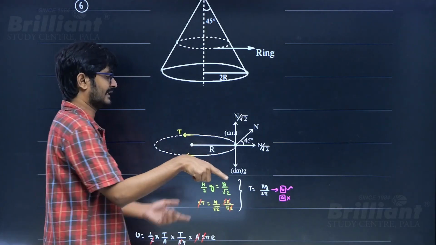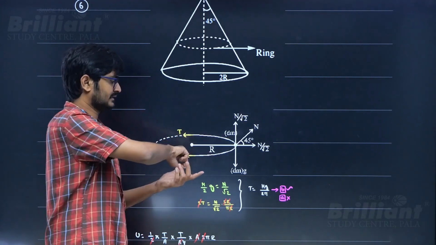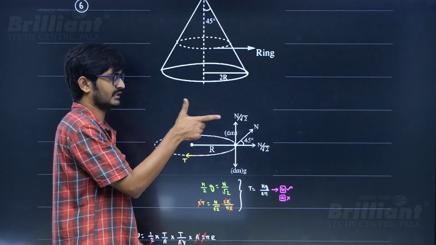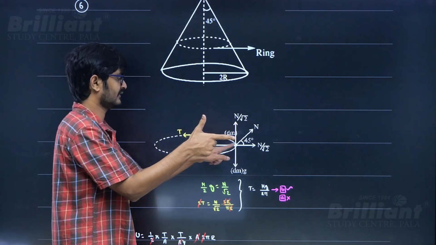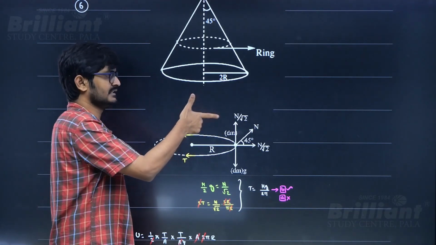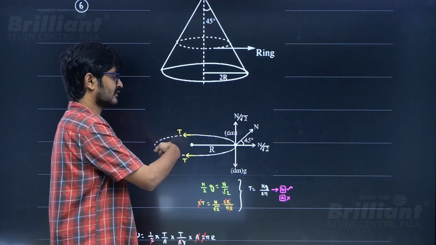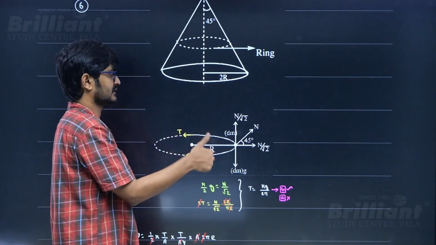Now I can't show you for all the things. At this point the normal is in this direction, but if I take the next element, it is going to be this way. So the horizontal components are changing direction, but the vertical components are in the same direction.